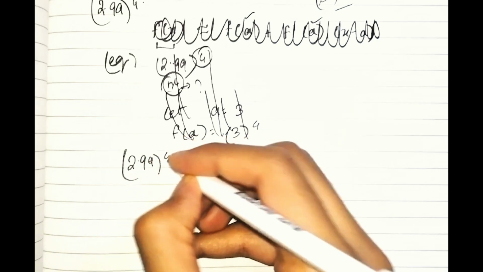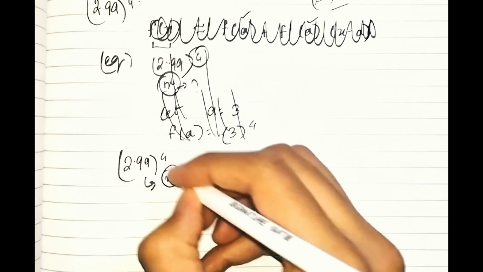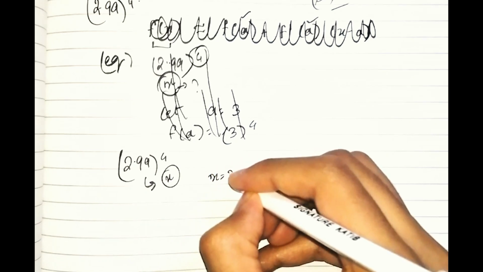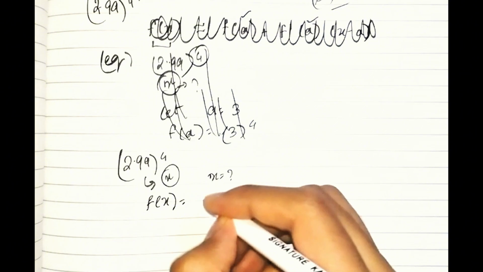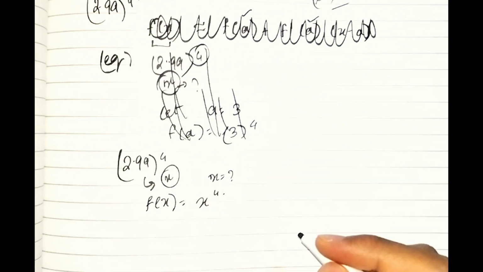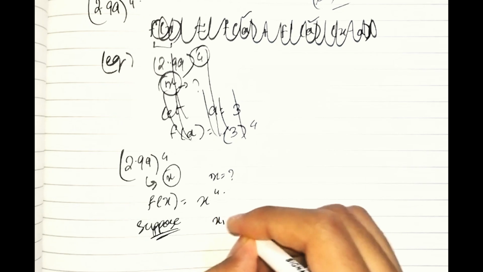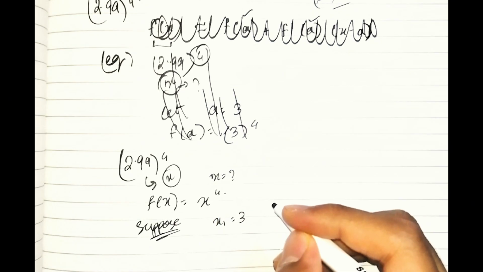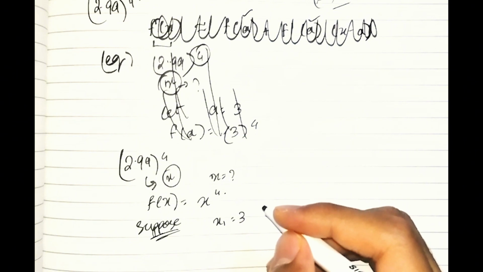So 2.99 power 4, and you have to calculate its value. Basically you have to approximate its value. Now we know that 2.99 we cannot calculate without a calculator. So let's say that this is my x and x is unknown. We are unable to find the value of x power 4. So f of x will be x power 4, and we can do one thing, that we can say that suppose x1 is 3. Why specifically 3? Because 3 is the number closest to 2.99 for which we can calculate the value.